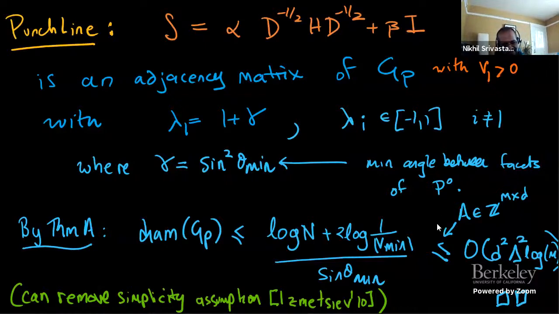And okay, final green parentheses. I assumed all this stuff. I assumed the polytope was simple. And even in defining the Hessian, you can remove this assumption by an approximation argument, which is due to Ismetsiev from 2010. So the simplicity does not pose any serious concern. So that is the proof of the theorem.